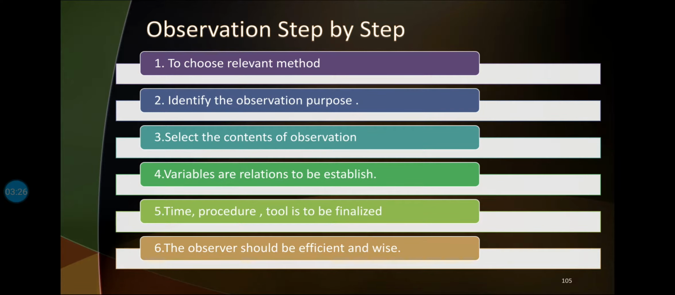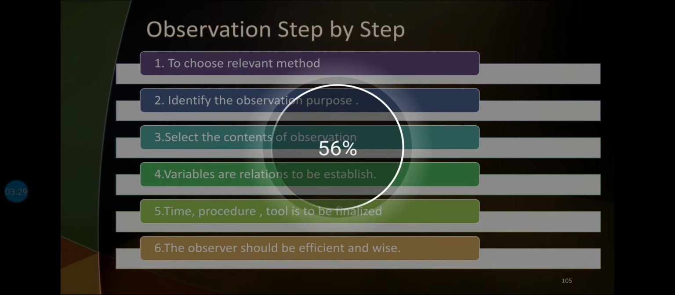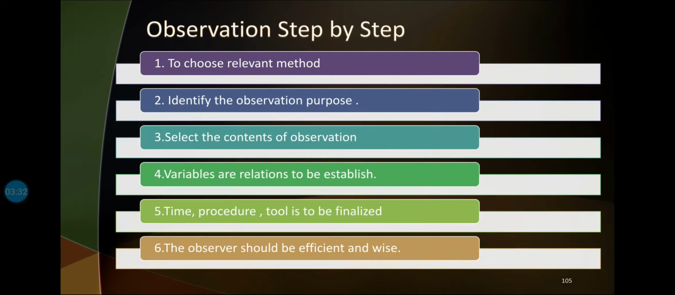Now we will go ahead with the step-by-step procedure for conducting the observation. So the work is to choose a relevant method. Then the second is to identify the observation purpose, why you want to do the observation. Third, select the contents of observation, what you want to observe. Variables and relations to be established. At the time of observation, you should be clear on what variables you are trying to concentrate on and how you want to create the relationship with other variables.